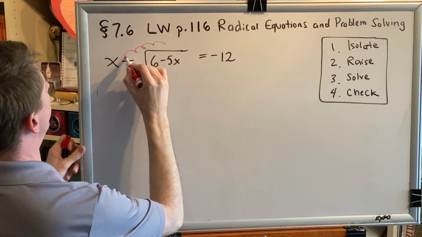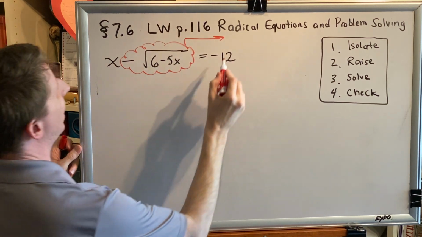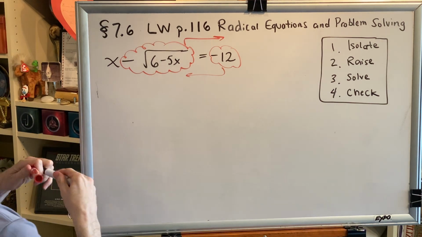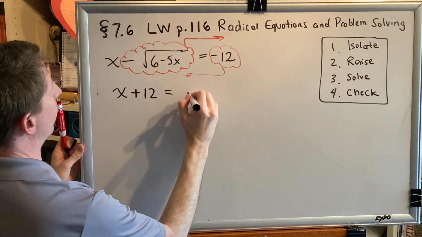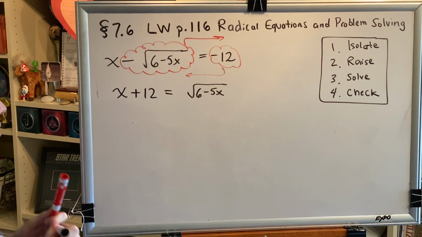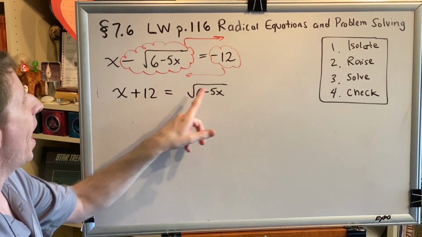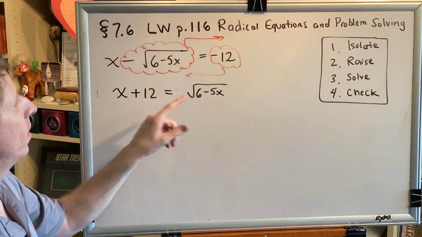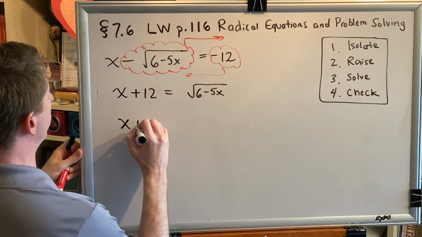When we take this term and move it over here, it changes signs. And when we take this term and move it over here, it changes signs. So we get x plus 12 equals positive square root of 6 subtract 5x. Notice what we've achieved. We've now isolated this radical. It no longer has any adding, subtracting, or dividing before it, after it, or under it. It has been isolated. All right, step 2 is the raise step.